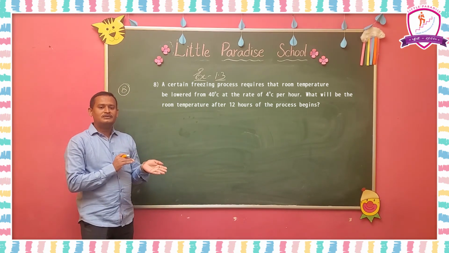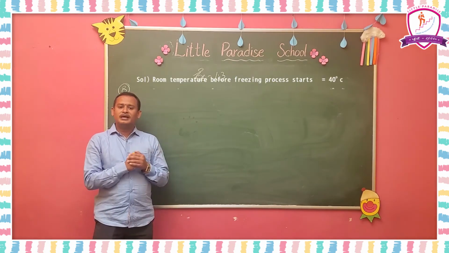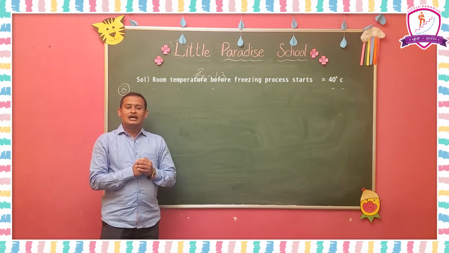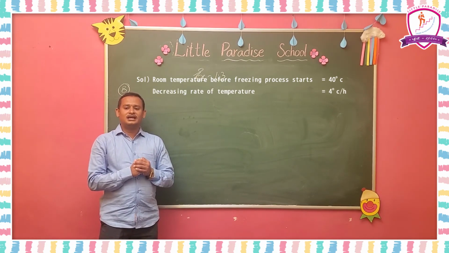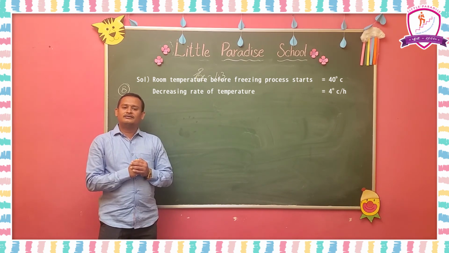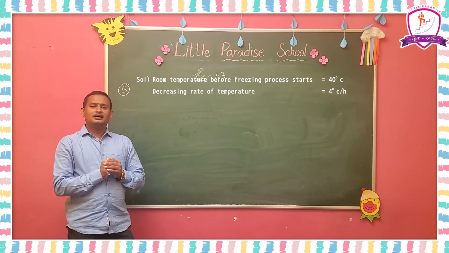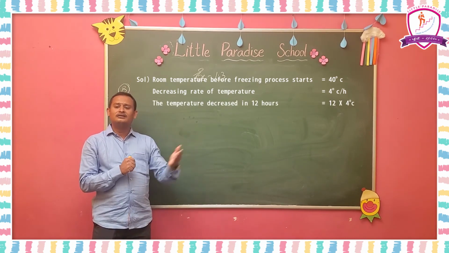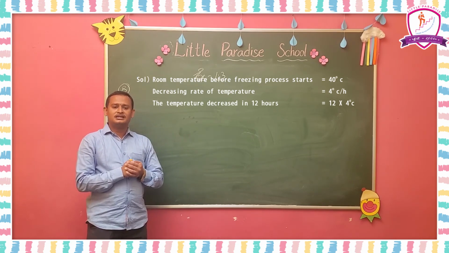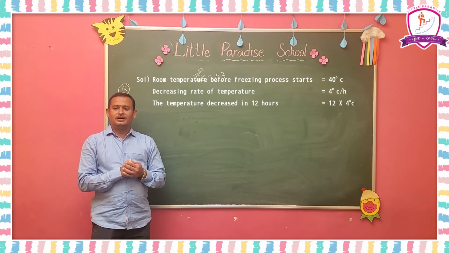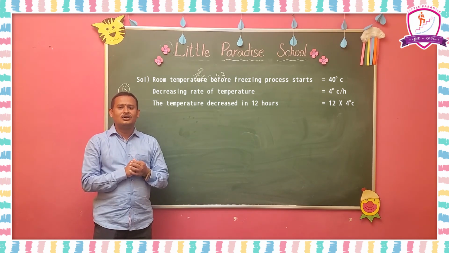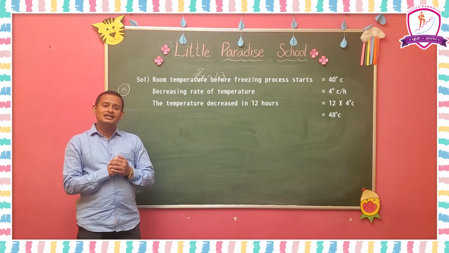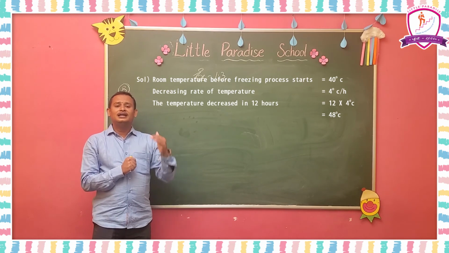In the question you can observe what is the room temperature. So room temperature before freezing process starts is 40 degrees centigrade. Decreasing rate of temperature is 4 degrees Celsius per hour. For every hour the temperature will be decreased 4 degrees. So the temperature will be decreased after 12 hours. What will it be after 12 hours? The temperature will decrease by 12 into 4. Every 1 hour 4 degrees will be decreased, no. So that 12 into 4, 48 degrees it will be decreased. 48 degrees Celsius of temperature will be decreased.